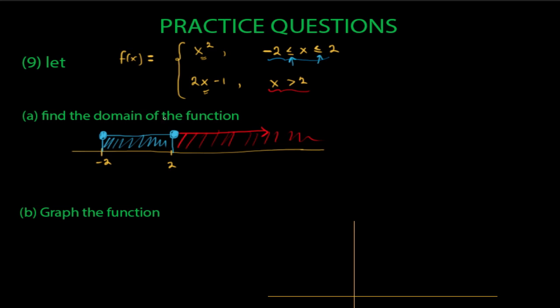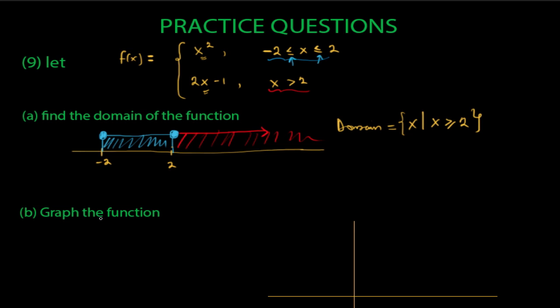So we are told to find the domain of the function. The domain of the function is the union of everything here. In other words, the domain is the set of all real numbers x such that, as you can see, it goes from -2 to 2 and from 2 to infinity. So it's just x greater than or equal to -2.